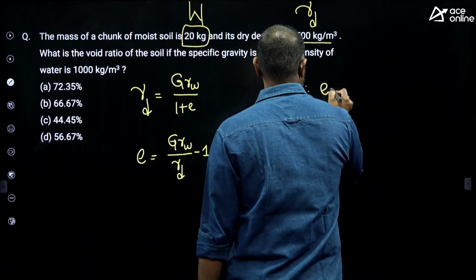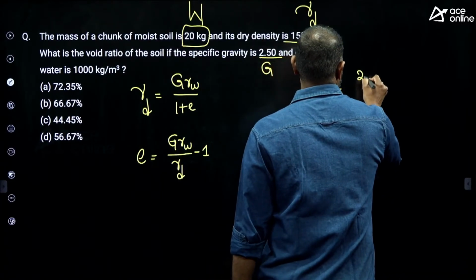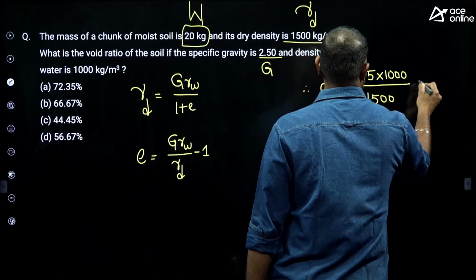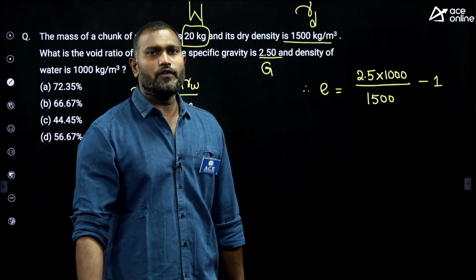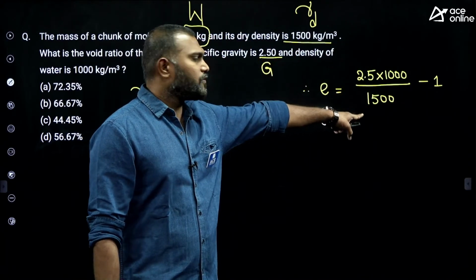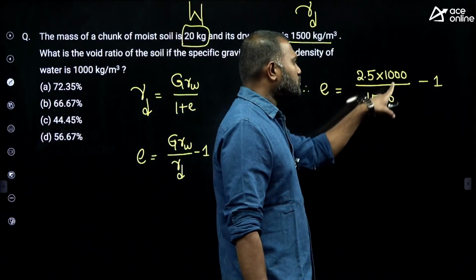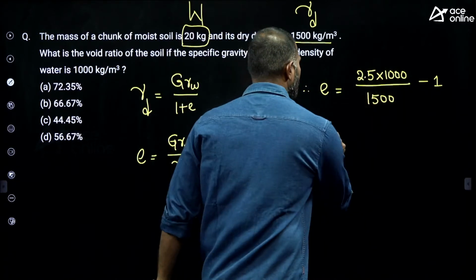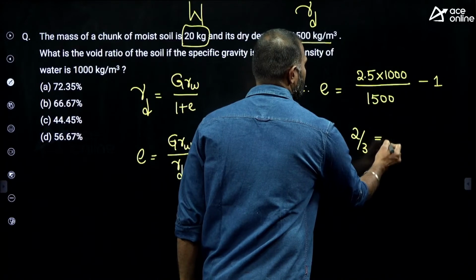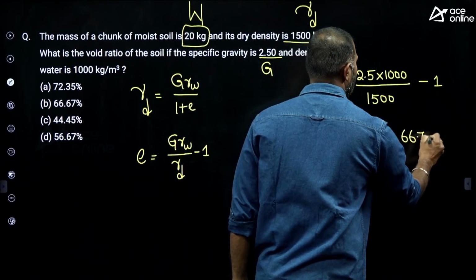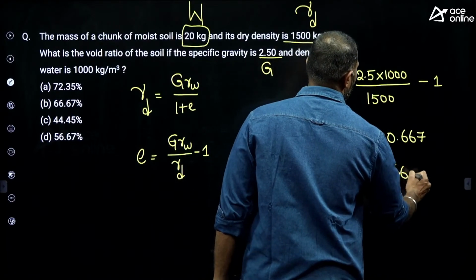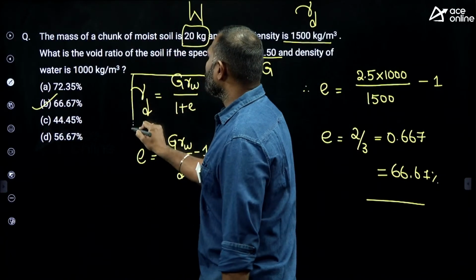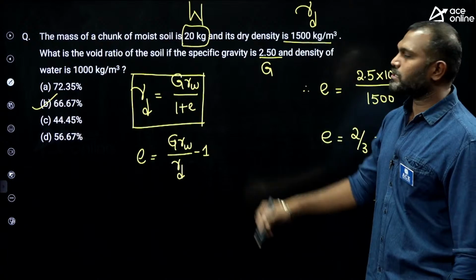Now, what about the void ratio? The void ratio is 2.5 into 1000 by 1500 minus 1. So 2.5 into 1000, 2500. 2500 by 1500, so 1000 will get cancelled, 25 by 15, 5 5s, 5 3s, 5 by 3 minus 1. Eventually the void ratio will be 2 by 3. 2 by 3 is nothing but 0.667, right? As it is a percentage, you can write 66.67 percent. So simply, whenever they give you the dry unit weight, you can use this relation.